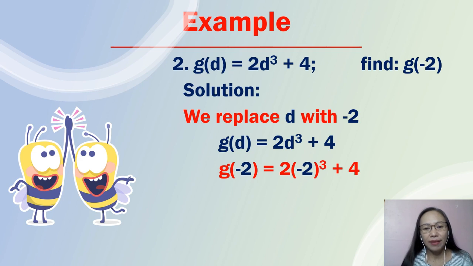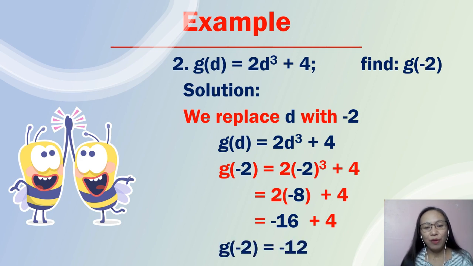Therefore, for this part, we have 2 times negative 8 there. Negative 2 cubed is negative 8. We brought down 2 there. And then we have here 4. Bring it down. And then multiplying 2 times negative 8, that's negative 16. And then we bring down 4. And then negative 16 plus 4 gives us negative 12. Therefore, we have g of negative 2 equals negative 12.